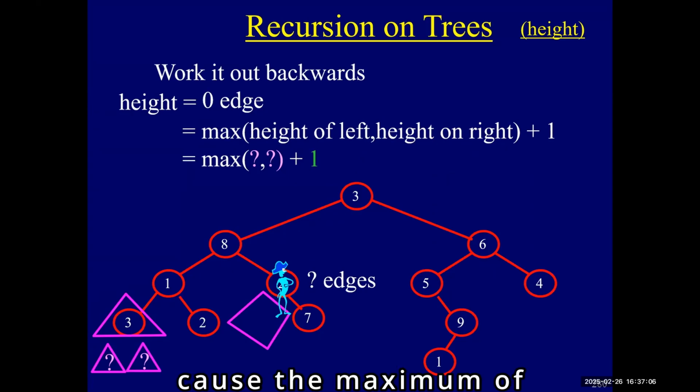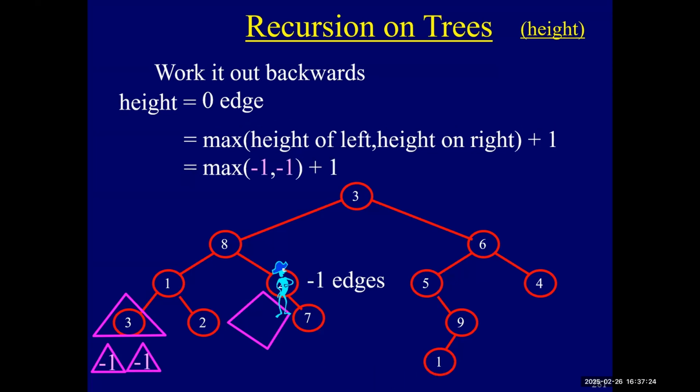No, because the maximum of 0 is 0, plus 1 is 1, which is the wrong answer. We're wanting minus 1. Right? People see we want minus 1 in there. So that says that the height, if you're measuring in edges, the height of the empty tree is minus 1.